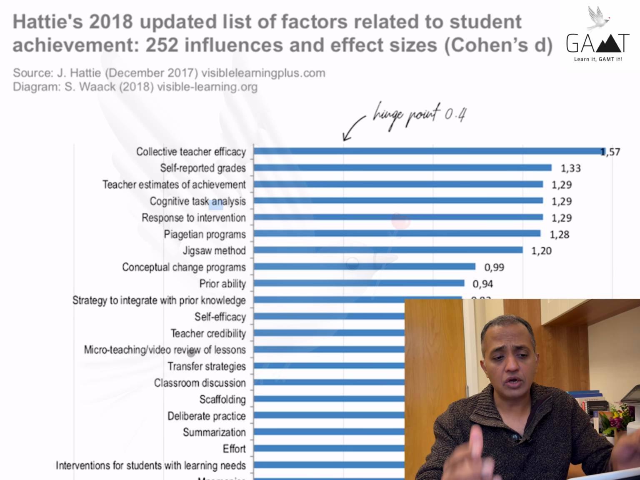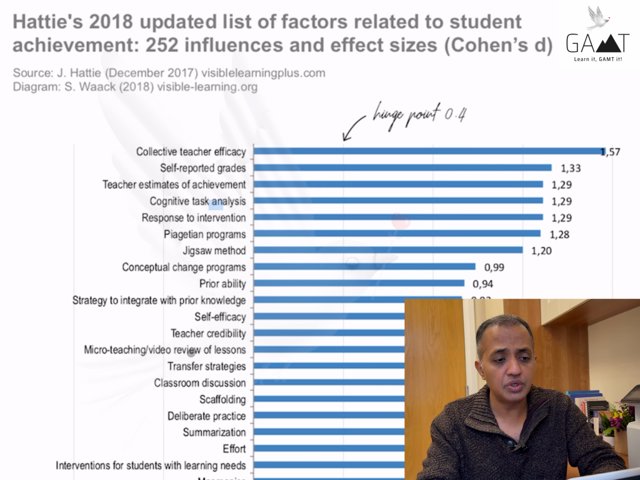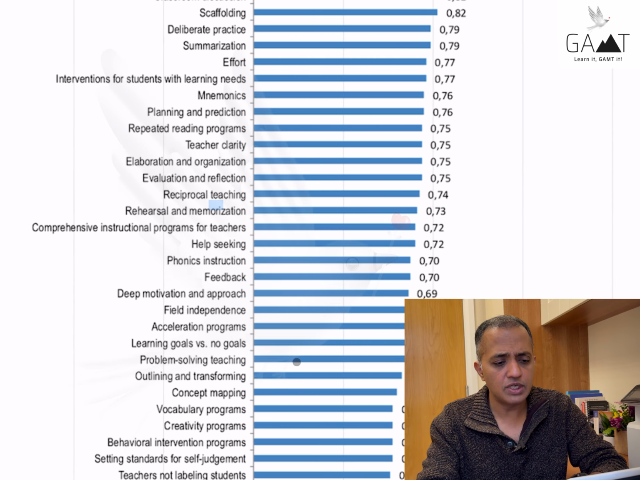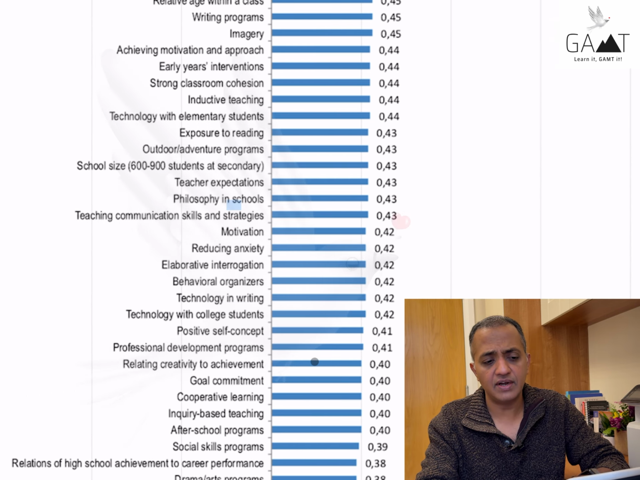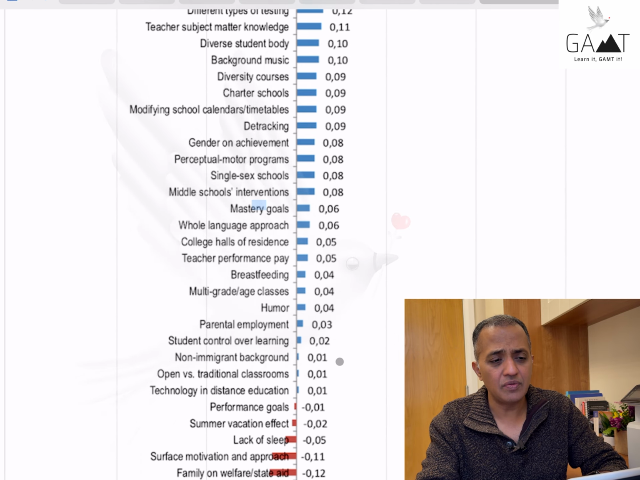So he lists a lot of things, right? So I'm just showing you the screenshot here. So top 250 influences. So you see a lot of these things. Hinge point of 0.4. So it keeps on going. There's 250. There's a lot of these, right? Some of them are based on the environment. Some of them are based on the teacher, etc.